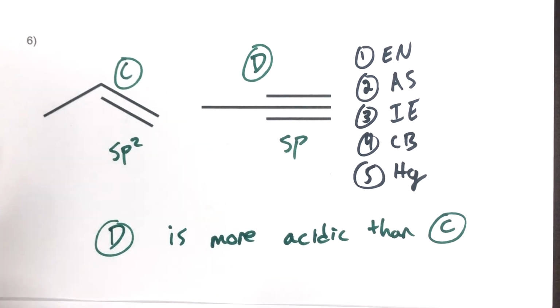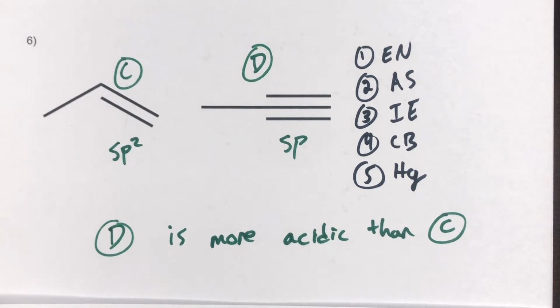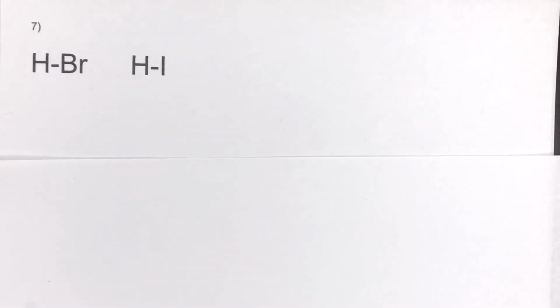Again, you could say D has a lower pKa than C. It's the same thing as saying it's more acidic. And if you're curious what the difference is, the pKa of an alkyne is about 25. The pKa of an alkene is like 45. So the alkyne is 10 to the 20 more acidic than the alkene. So you would need a very strong base to pull off that proton from the alkyne, but it's possible and useful for many reactions. All right, here we have another question.